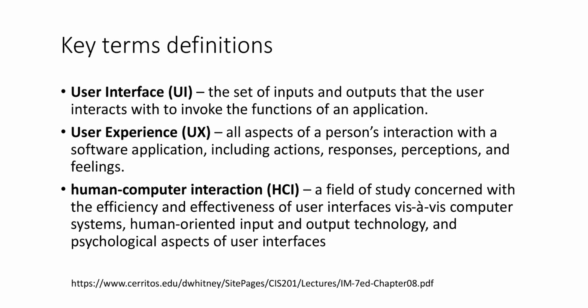The third thing is called human computer interaction, which is HCI. This is not a particular concept, it is a complete field of study which is concerned with the efficiency and effectiveness of user interfaces vis-a-vis a computer system, human-oriented input and output technology, and psychological aspects of user interfaces. Because it is a field of study, it is concerned with all the things centered around humans only.